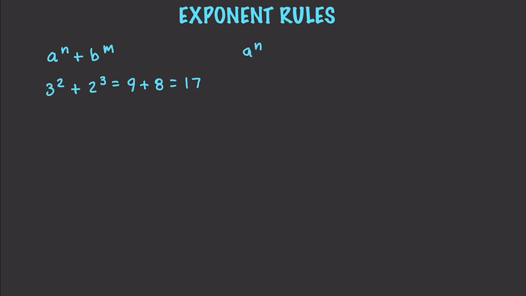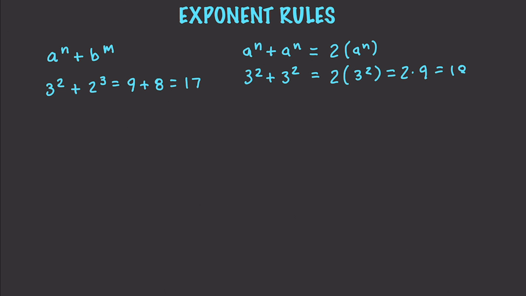And let's say that we have the same bases and the same exponent. That's going to end up being 2a to the n. And an example of this would be 3 squared plus 3 squared, which is going to end up being 2 times 3 squared, which is 2 times 9, which is equal to 18.